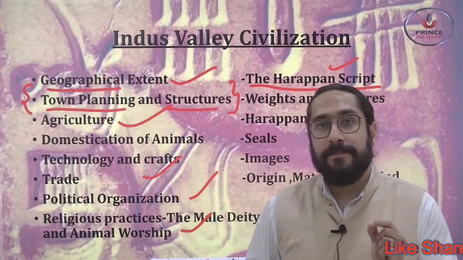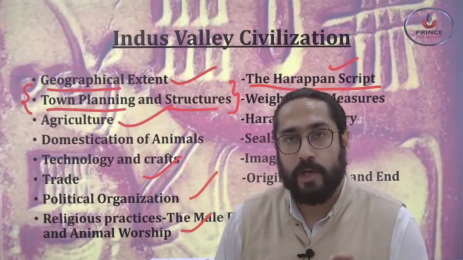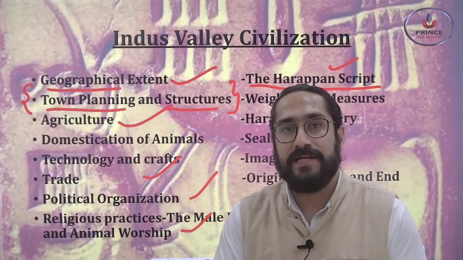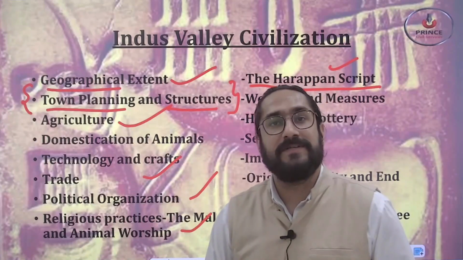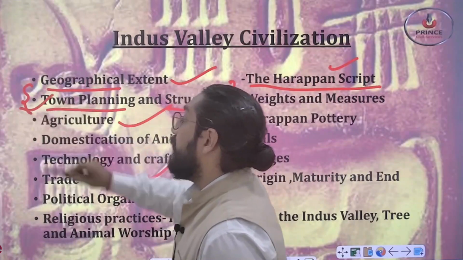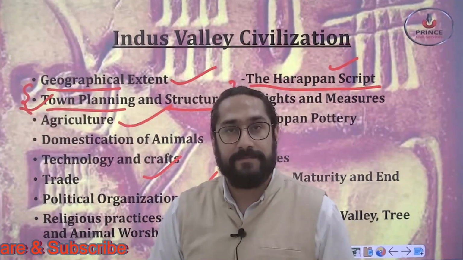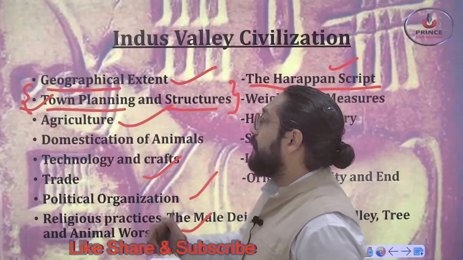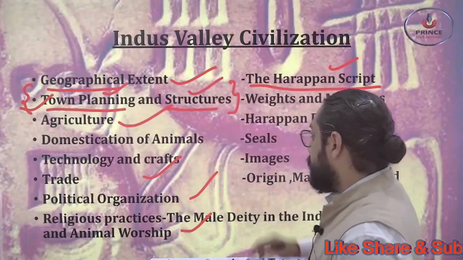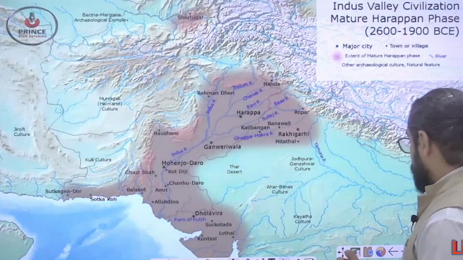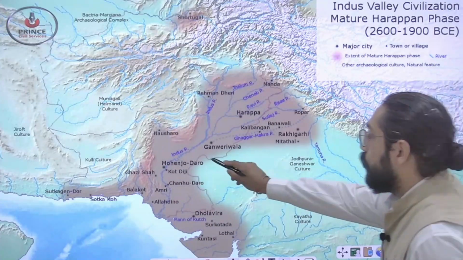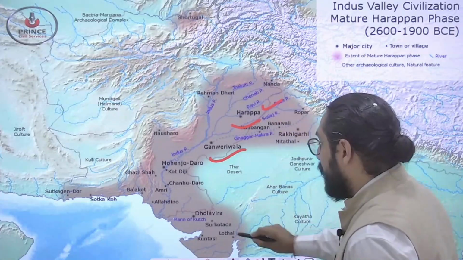Town planning is the most often asked topic from IVC. You can check UPSC Civil Services examination papers and other state civil services examination papers. You will find this topic, and it is asked not just once, but many times. So today our focus will be on this subtopic of IVC, that is, town planning and the structures. These are some of the most important sites: Mohenjo-daro, Kalibangan, Harappa, Dholavira, Lothal.